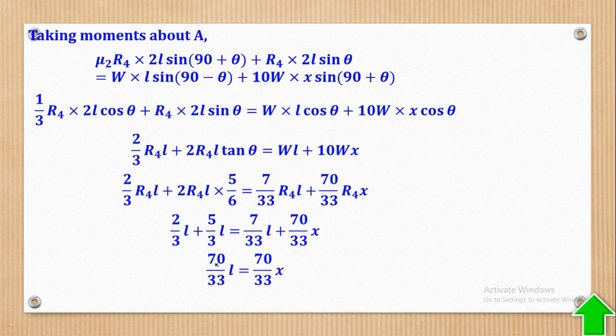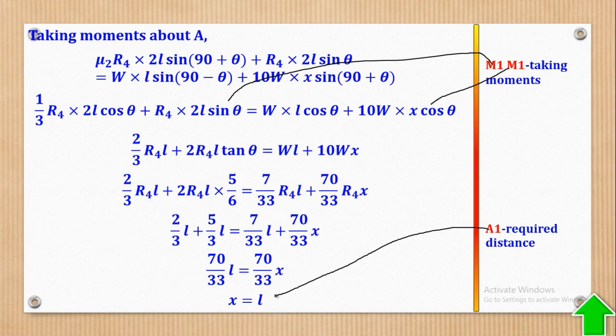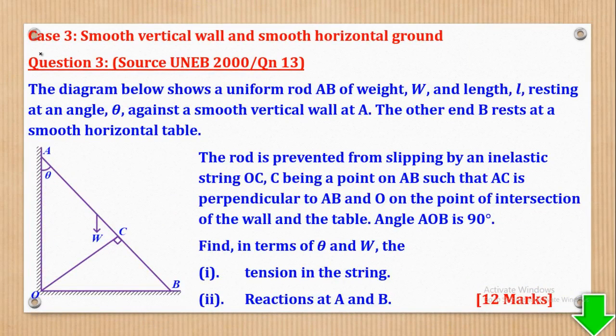Now next is to simplify. Realize that this is the same as this, so they cancel to come up with X equal to L. So that means that the man climbs a distance of L, and basically that's what they wanted. So now let's see how much can be awarded. M1 is for taking moments clockwise and also anti-clockwise and equating the two. Then A1 for simplifying to get the required distance. So that has been case 2.